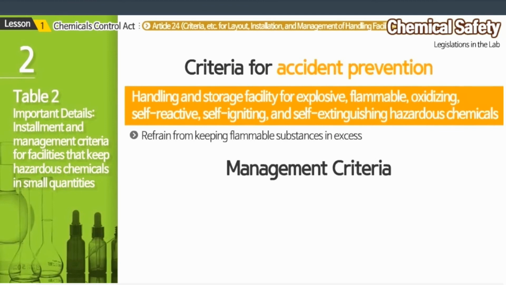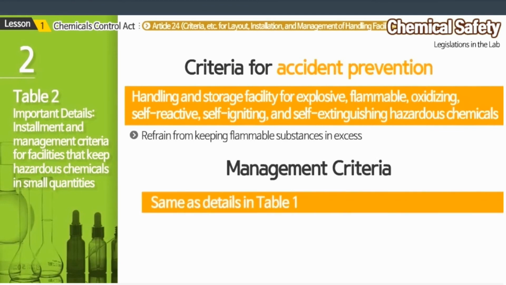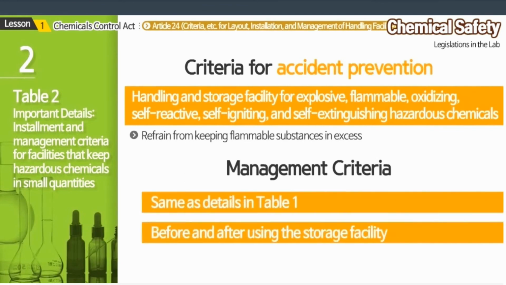The basics of the management criteria are the same as Table 1. However, you must inspect for any anomalies and repair the equipment if necessary before and after using the storage facility.